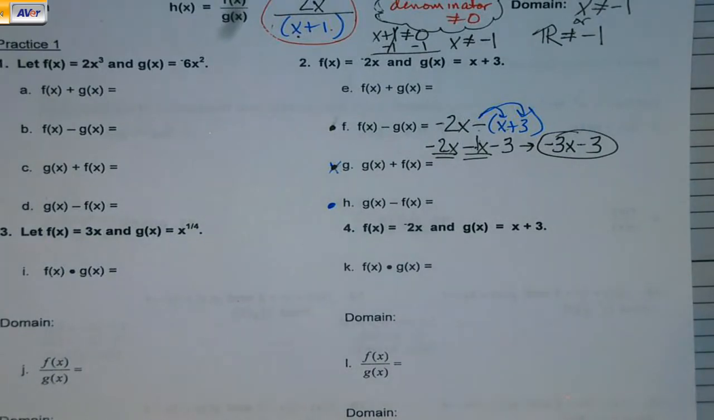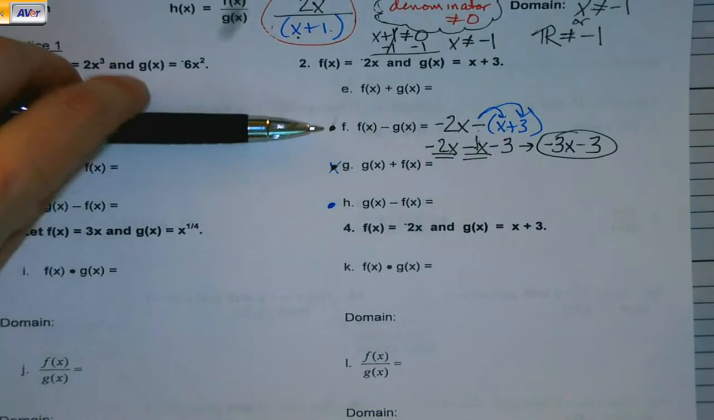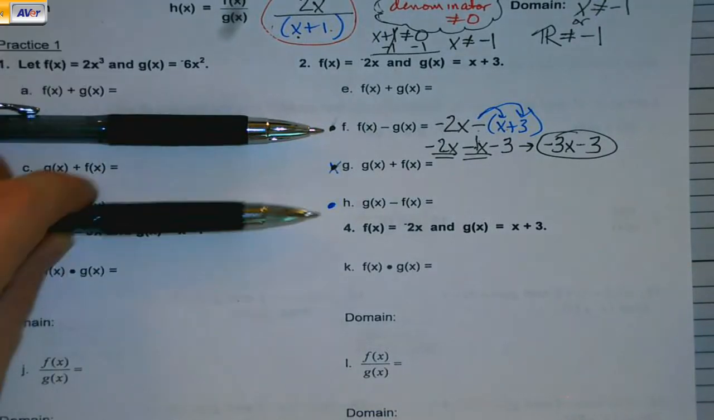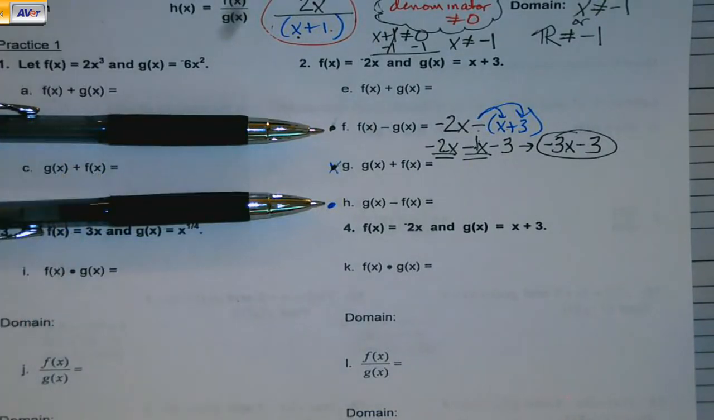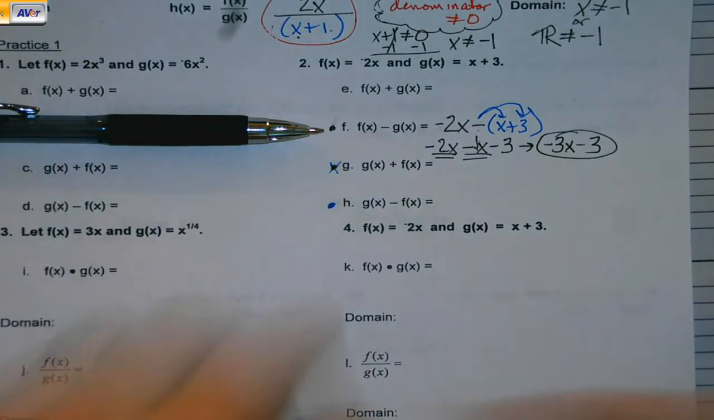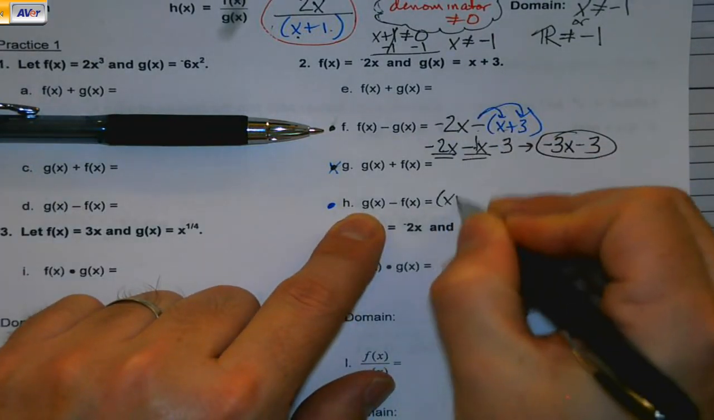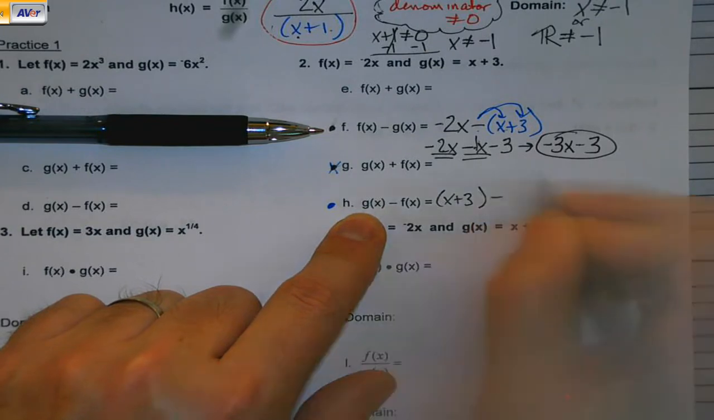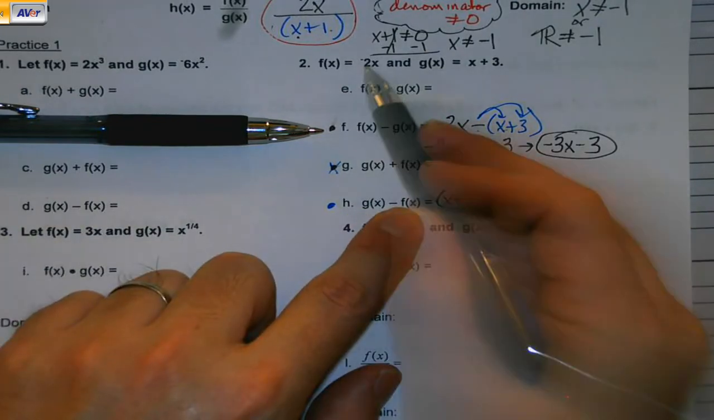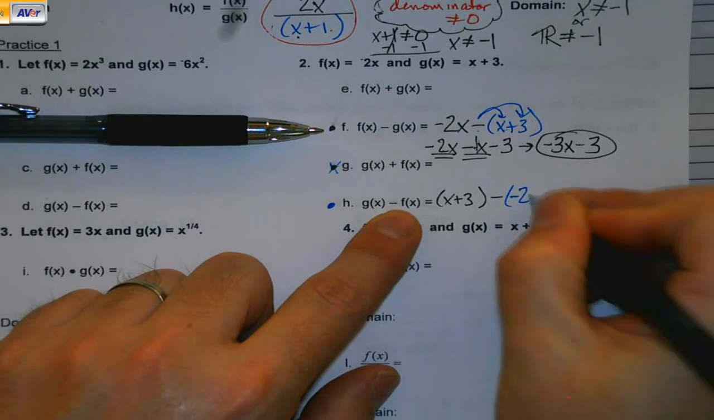Here's where people tend to get some issues, though, and this is why we're going to do it this way. People tend to say, well, wouldn't those be the same thing? f of x minus g of x, minus f of x? No, they wouldn't. So I've got to pay attention to the order here when I'm writing these.